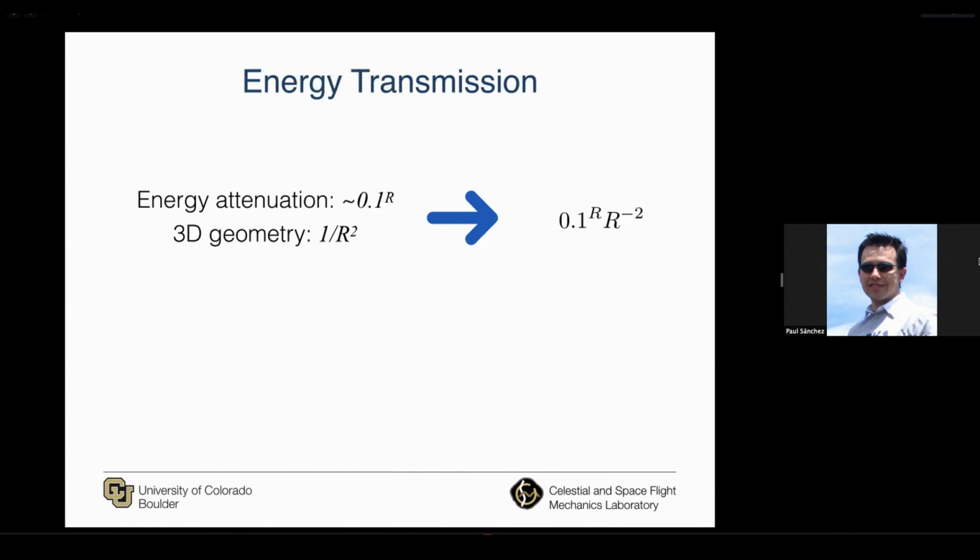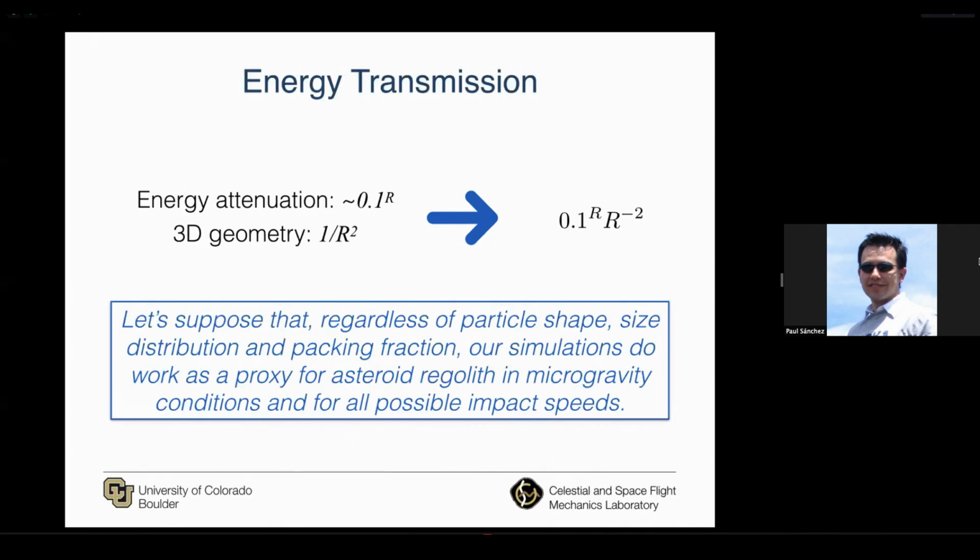And if we also relate this to the 3D geometry of an actual asteroid, we need to divide the energy by R squared, and we can then reach the expression on the right. And now, I'm a physicist, so I'm going to make one very outrageous assumption. It is that regardless of the shape, size distribution, packing fraction, our simulations actually do work as a proxy to asteroid regolith. I'm going to also assume that it is true for almost all possible impact speeds. What happens then? What is the implication of this for space missions?